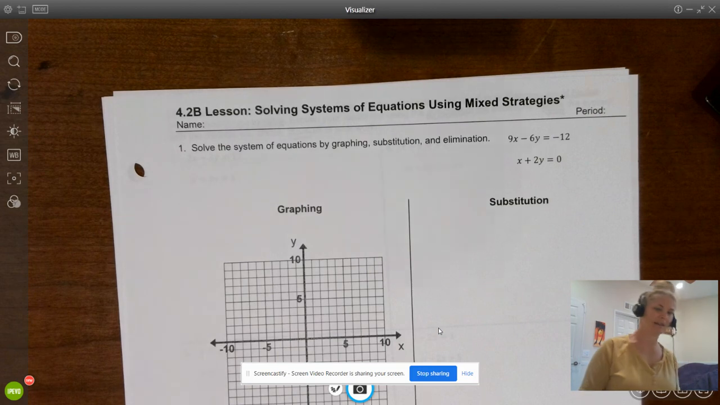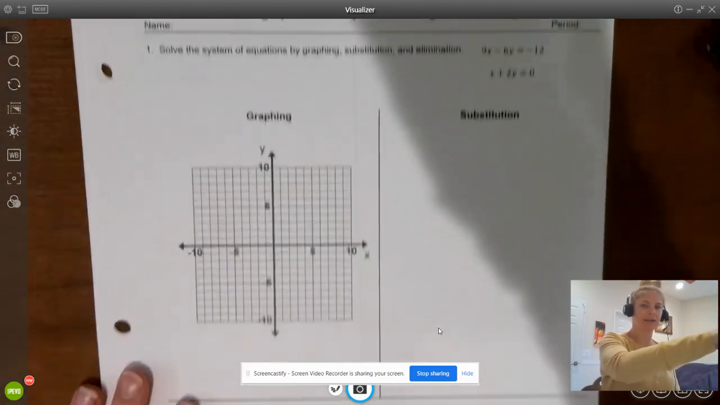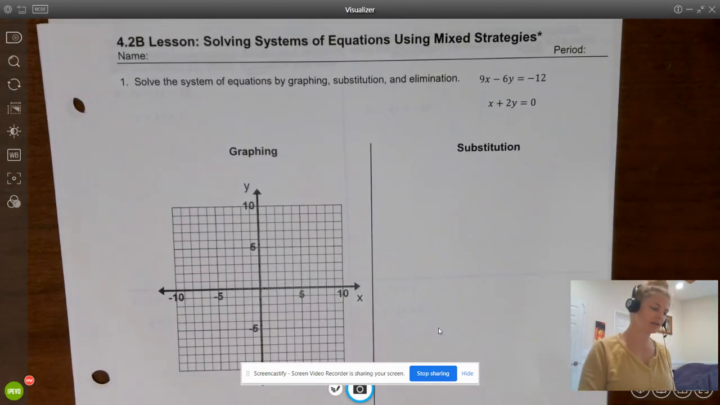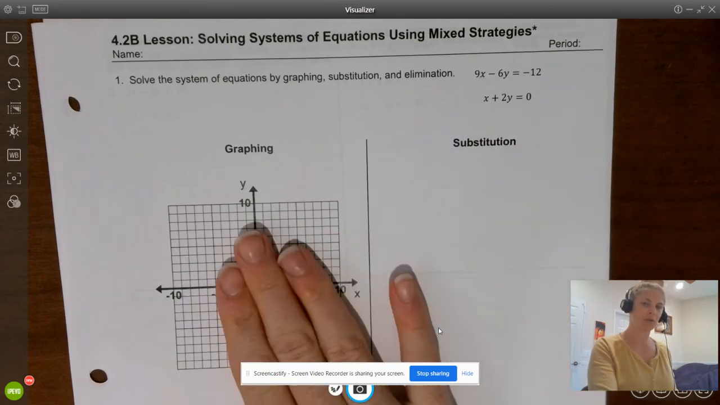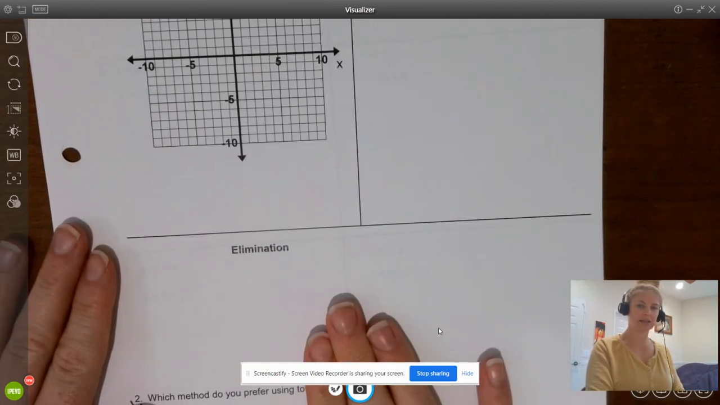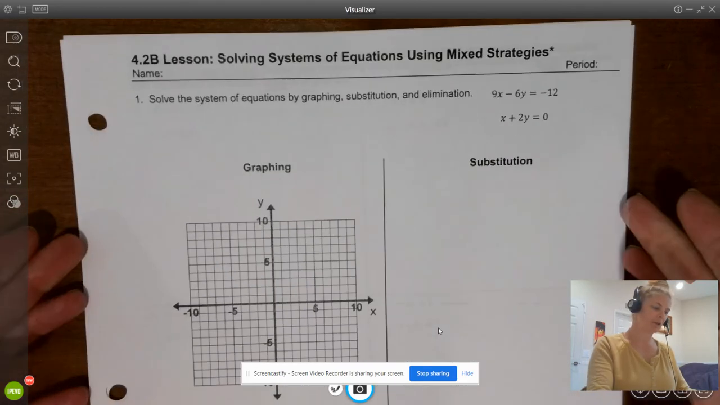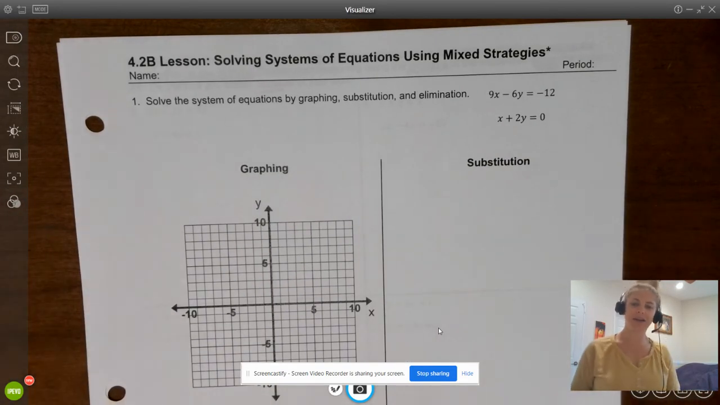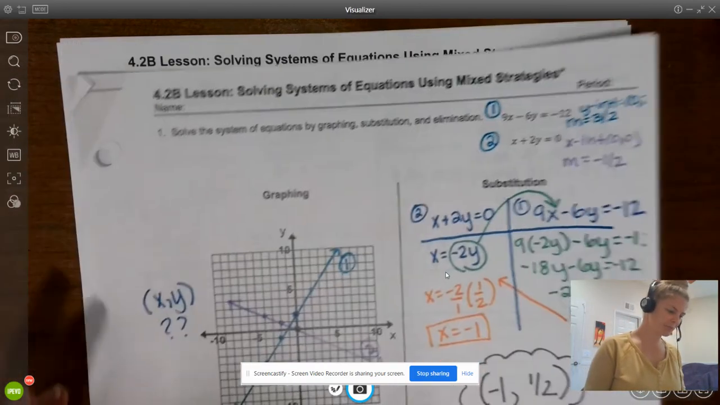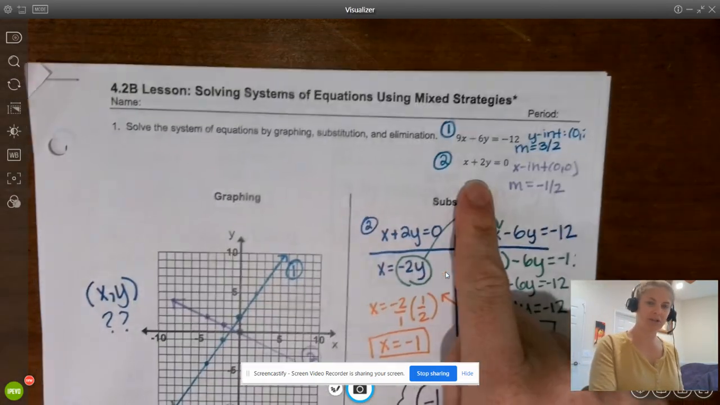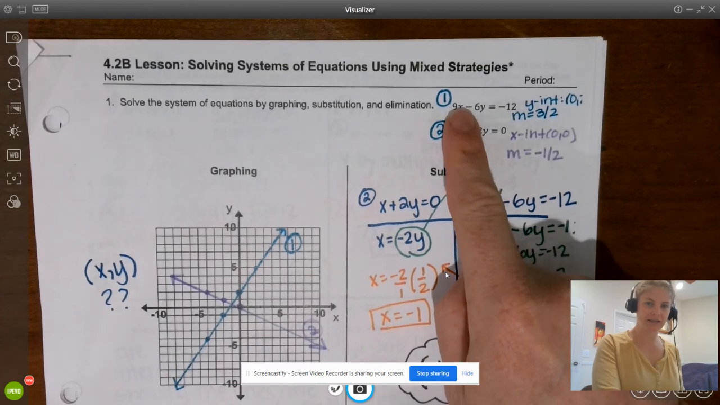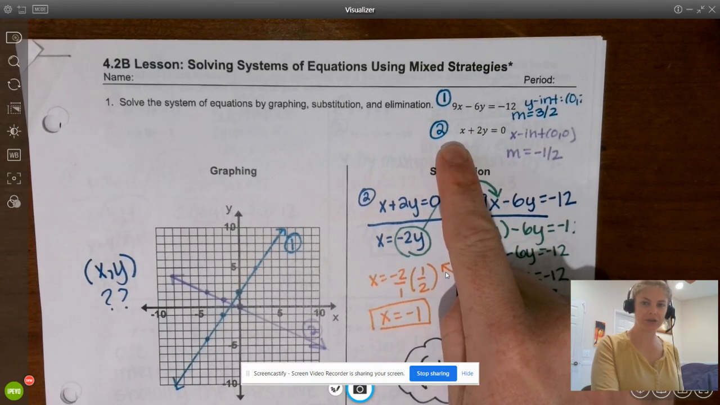4.2b lesson. Taking a look, what I would like you to do first is solve this system with graphing, substitution, and elimination, and then decide which method you prefer. So go ahead and pause the video and finish solving the system with all three methods and think about which method you prefer. Let's take a look. So when you went to solve this, the first thing I did is I labeled these 1 and 2.